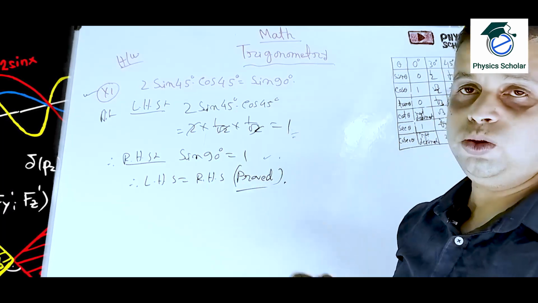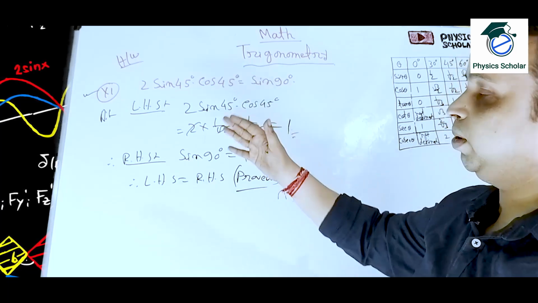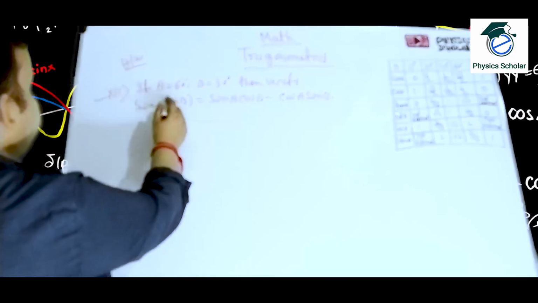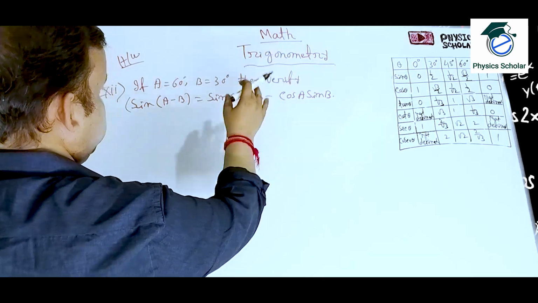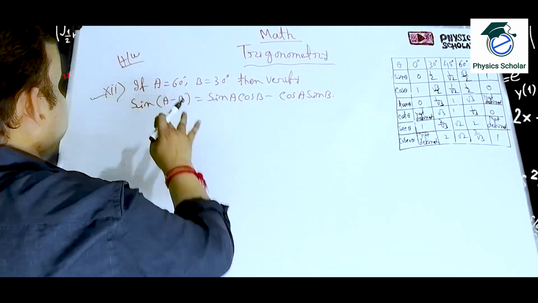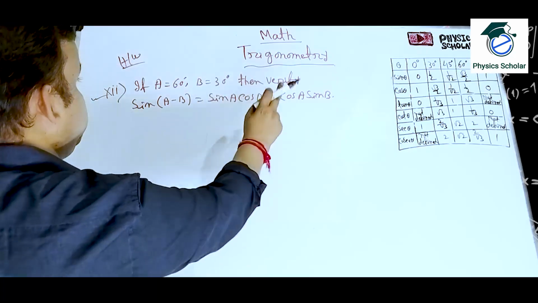In both the cases the value will be 1. So students, hope you have understood this. Now let us move to sum number 12. The formula is sin of A minus B equals sin A cos B minus cos A sin B. Clear? We have to use it in the upper classes. This is the sin of A minus B formula.